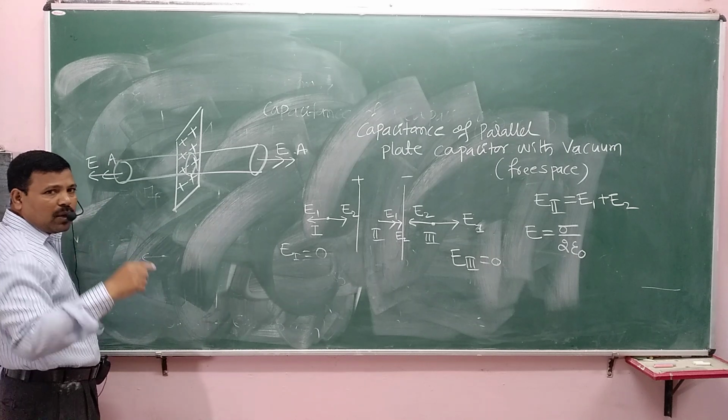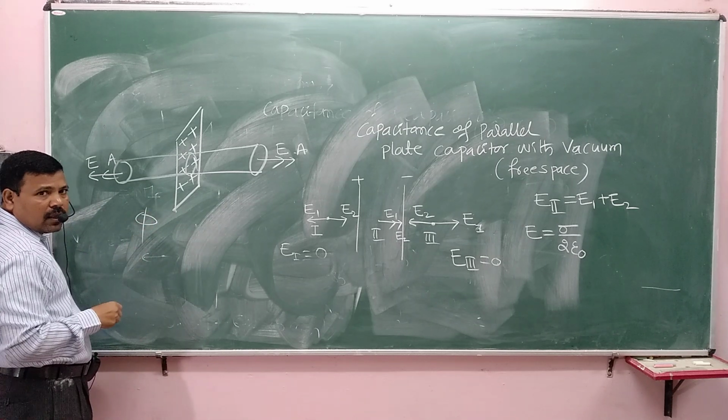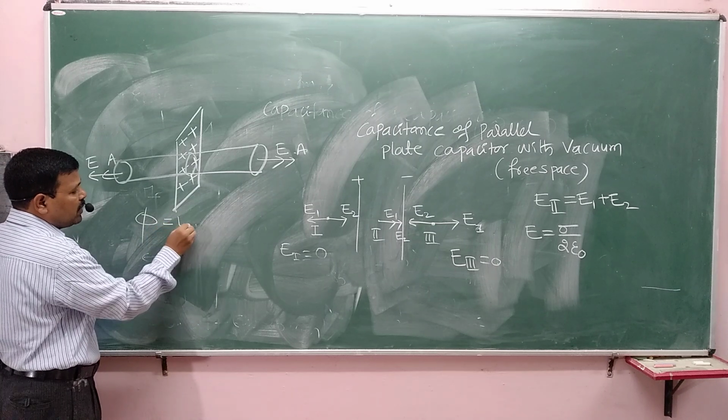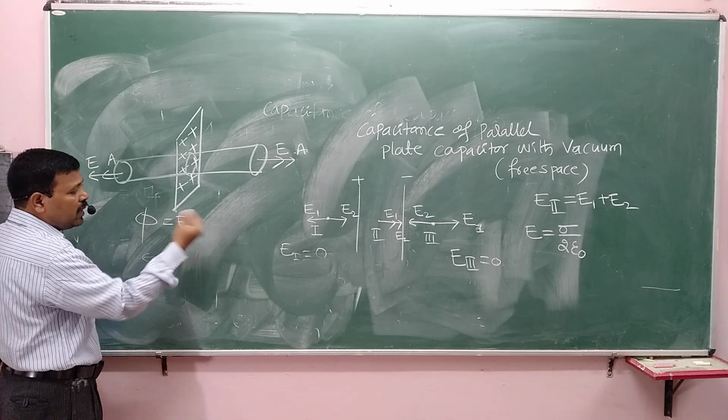So from this diagram, what do we derive? We consider flux by using the definition E dot A, EA cos theta.